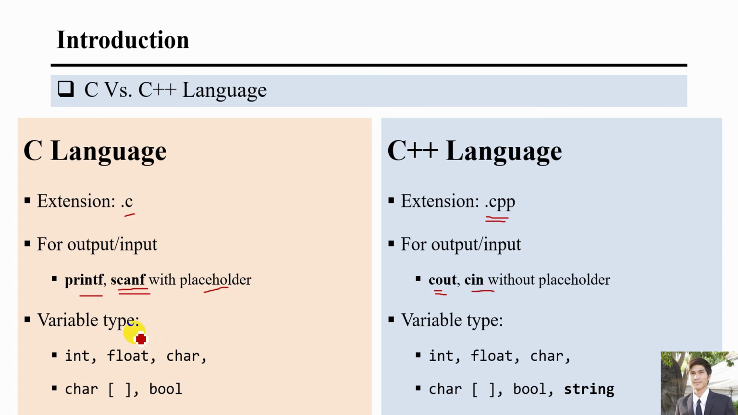And considering the variable types, these are primitive types. You have integer, float, character, and boolean, true or false. And C++ also has these kinds of variables. In addition to this, it also has a variable type called string. Okay, so you don't need to use an array of characters anymore, which you used before in C. You needed to put char and then brackets, right? To represent an array of characters. But now you don't need that. Okay, you can use string. It's very straightforward, very simple.